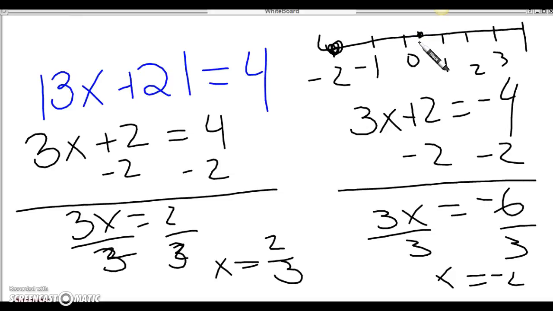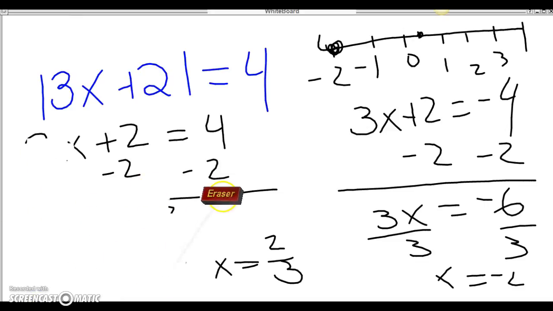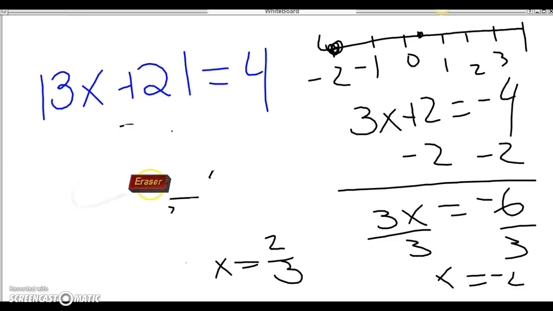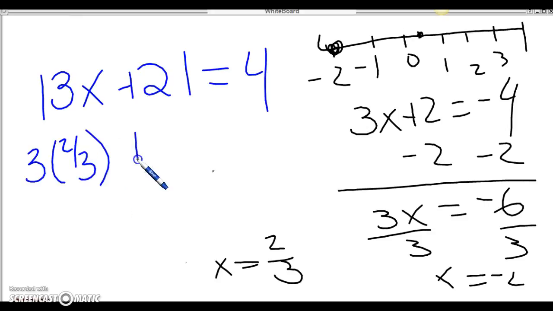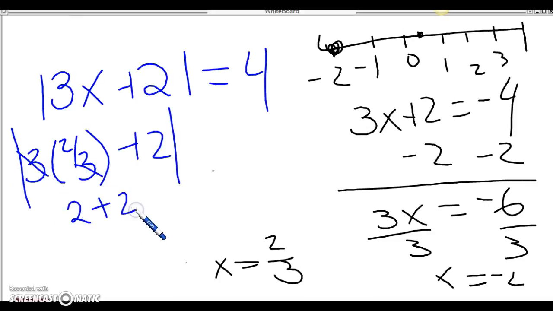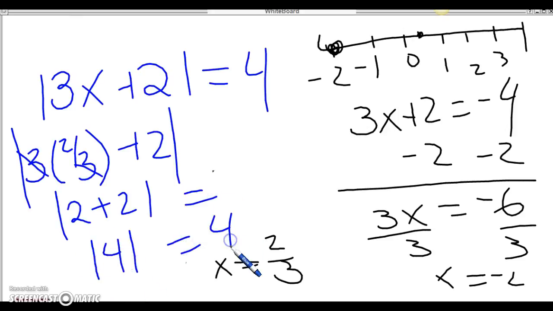Okay, now I can also plug it back in just to see if it works out. Let's do that really quick. So if I have 3 times 2/3 plus 2, my 3's cancel out, I get 2 plus 2, and I get absolute value of 4, which is 4.